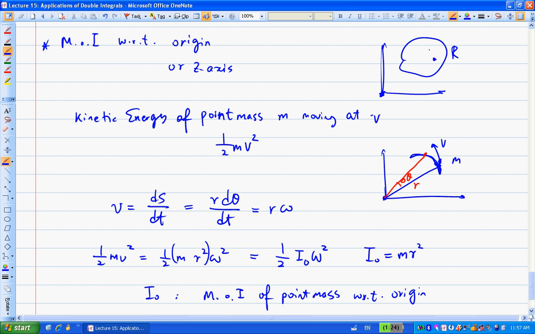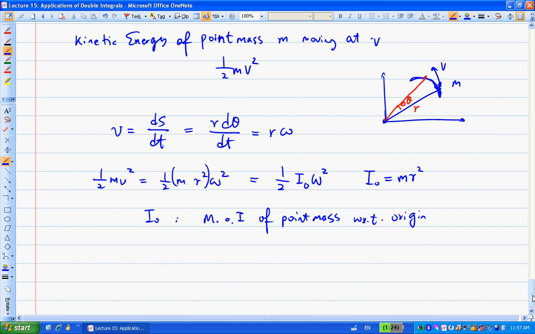Add them up. When you add them up, that basically is the concept of what? So here it is: delta m_k r_k squared. That's the moment of inertia of one particular delta m. So what do we need?